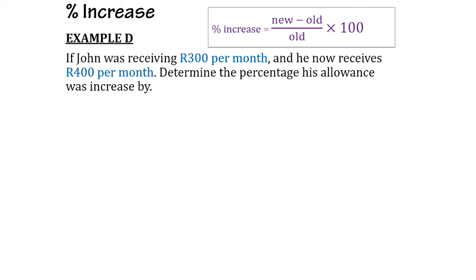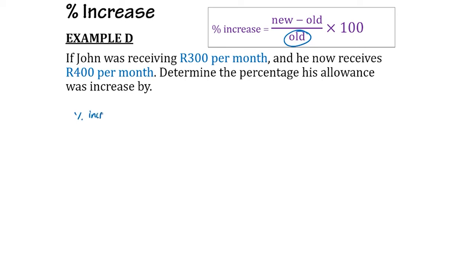And this formula says, well, it's the difference between the new and the old. But we always divide it by the original amount, the old amount, because remember, the percentage was calculated on this original amount. So this is the difference, and we're going to work it out as a percentage of the original amount. Right, so let's go and work it out here.